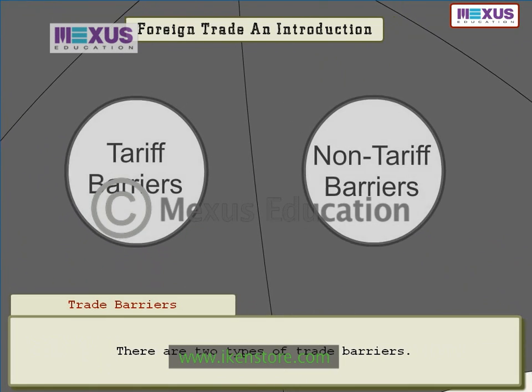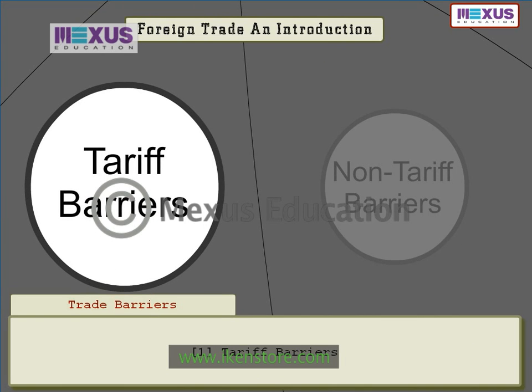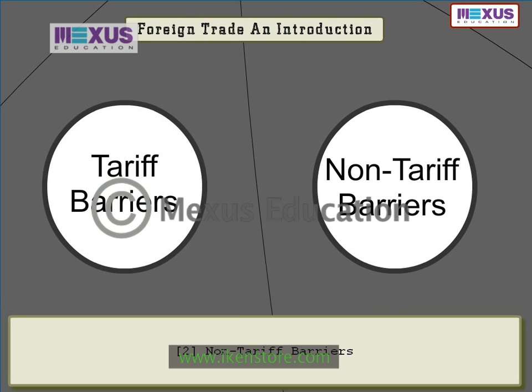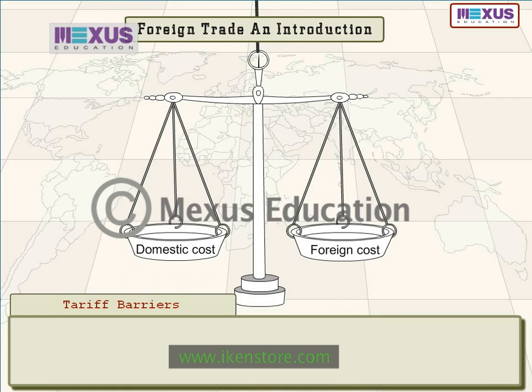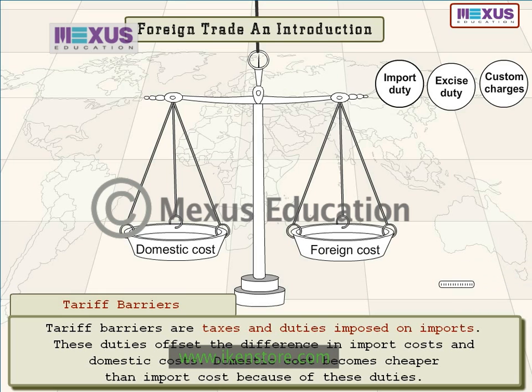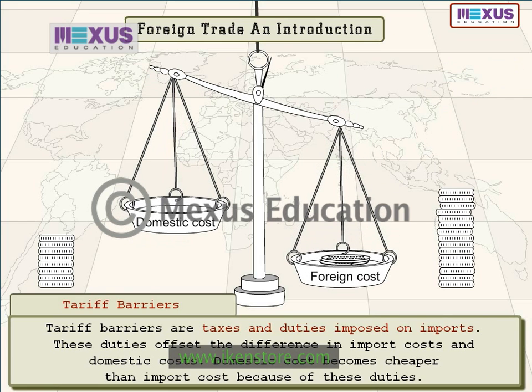Countries resort to two types of trade barriers. They are, first, tariff barriers, and second, non-tariff barriers. Tariff barriers. Tariff barriers are various taxes or duties imposed on imports, such as import duty, excise duty, and custom charges. These duties generally charge more than the difference between domestic cost of production and foreign cost of production.